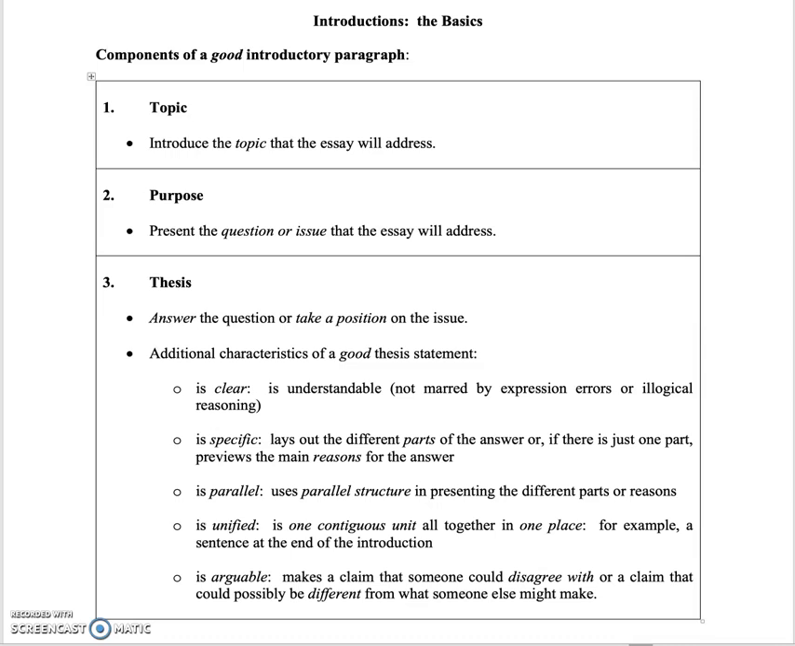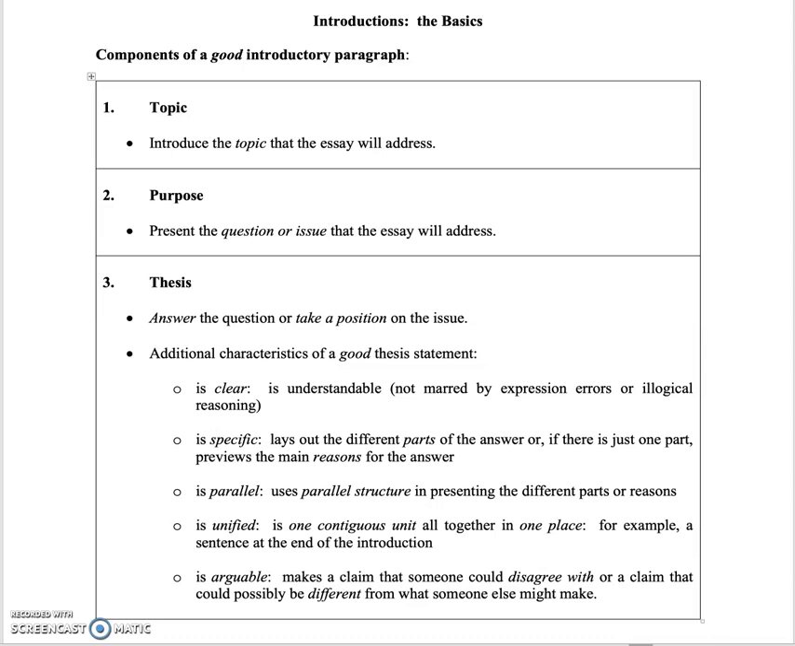In this video, we're going to look at how to write an introductory paragraph for an essay. What you see on the screen is a representation of the structure of an introductory paragraph. This structure is what we'll be using for all the essays we're writing in this course, and you can use it for any argumentative essay that you need to write.